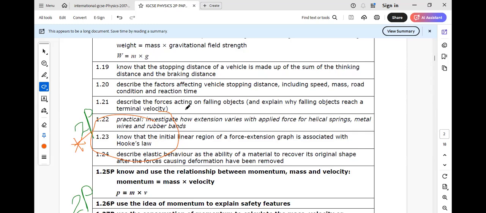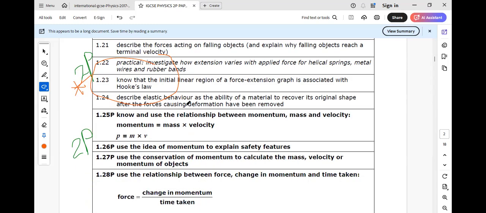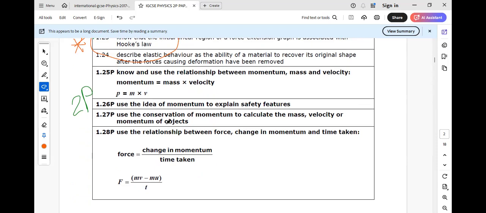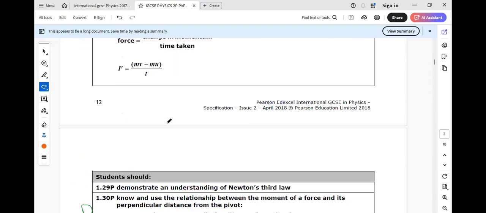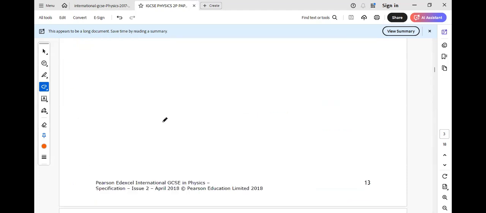And this practical investigation related to Hooke's law can be in the 2P paper, right? And momentum. Momentum is a definite area which will be in the 2P paper. So you will get one question from momentum in the 2P paper, right? It's a must, you'll definitely get one question from momentum. Moments. You'll get a question from moments as well, right? So they are only included in paper 2P. So they will be in paper 2.